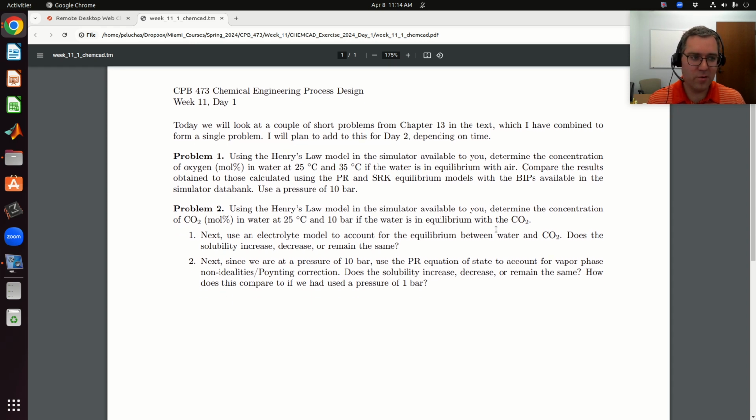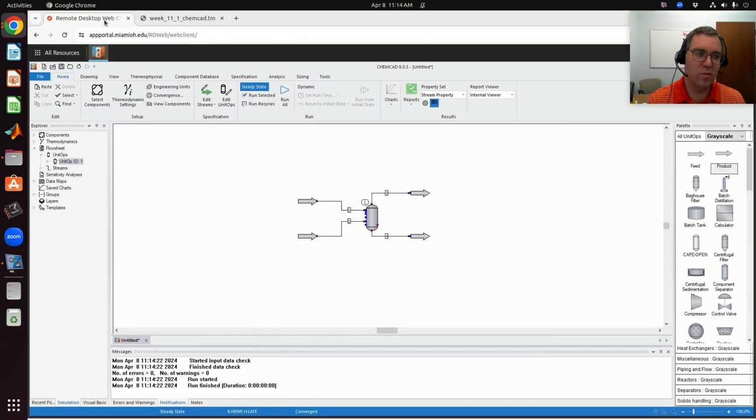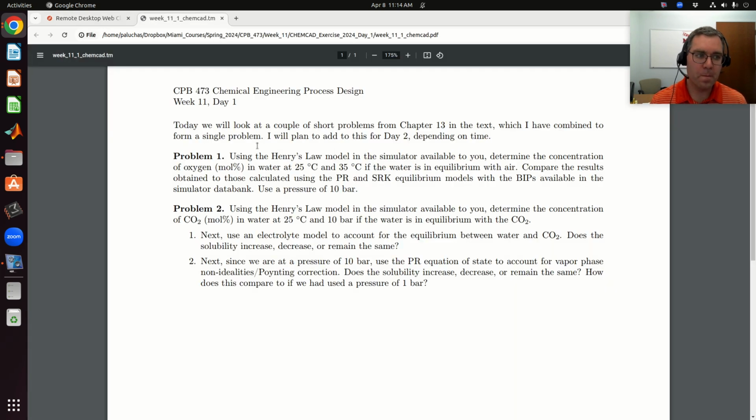Then problem two, it wants us to play with CO2. What it's asking us to look at with CO2, and one thing that's interesting here is that problem one is a simple calculation of the solubility of some non-condensable gas in solution. We can just do that with the flash drum.